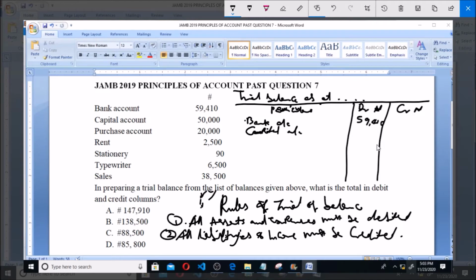We have purchases. Purchases are expenses, so it will come here, 20,000 naira debit side. We have rent. Rent is also an expense, 2,500 debit side. We have stationery. Our stationery is also an expense, 90 naira, which is on the debit side.